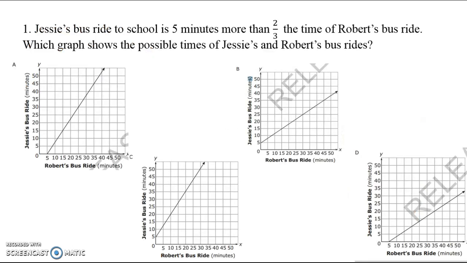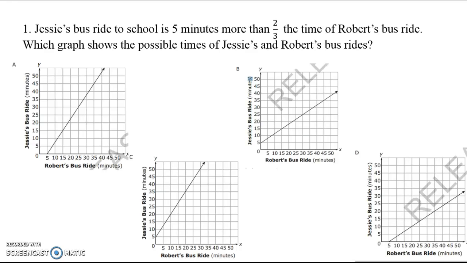So our first question: Jesse's bus ride to school is 5 minutes more than 2/3 of the time of Robert's bus ride. Which graph shows the possible times of Jesse's and Robert's bus ride? From looking at the graphs, I can understand that our y-intercept is Jesse's bus ride and our x-intercept is Robert's bus ride.